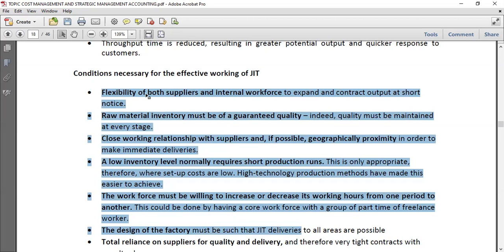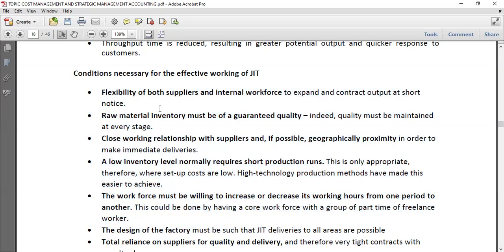If you don't have flexible suppliers, it means you're limited. If there are issues to do with the quality of the raw material inventory, that is an issue, okay? So these are like assumptions, okay? But they can also be turned into limitations as well.